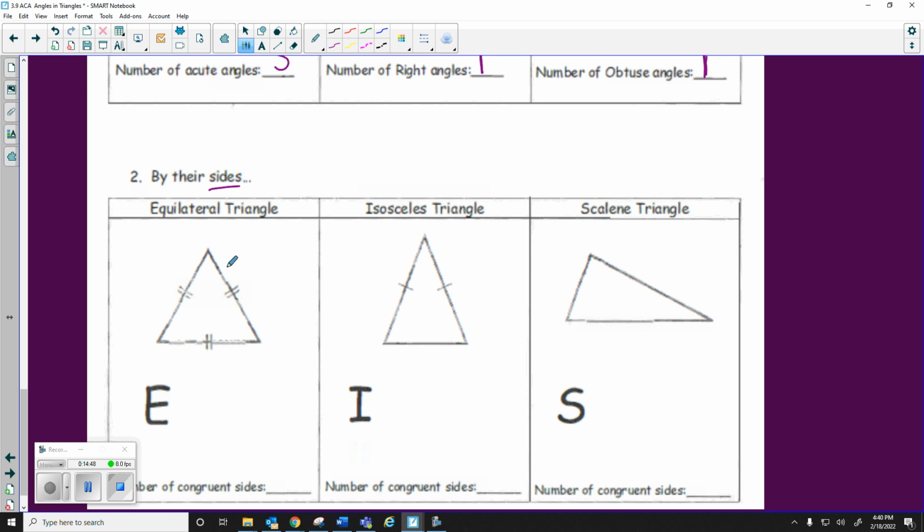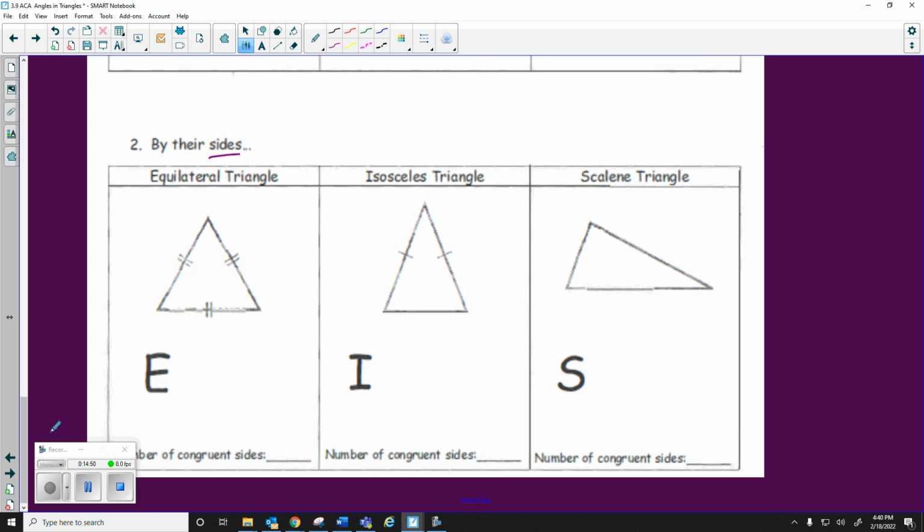When I classify by sides, I'm looking at how long each side is, the lengths of the sides. When we're looking at side lengths, we use tick marks to help us out. These tick marks are used to show congruence. Again, congruence means equal, the same length.